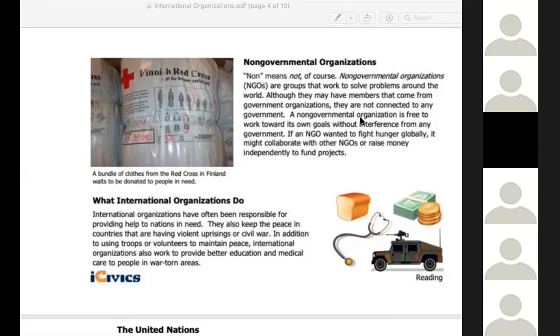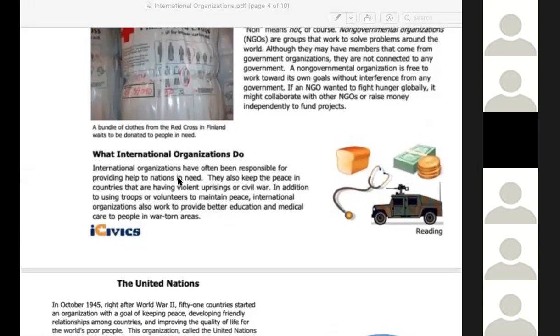Okay. So an NGO is just not tied to any one government. The Red Cross, Red Crescent Society is an example of an NGO. And so what do international organizations do? Can I have a volunteer to read that, please?